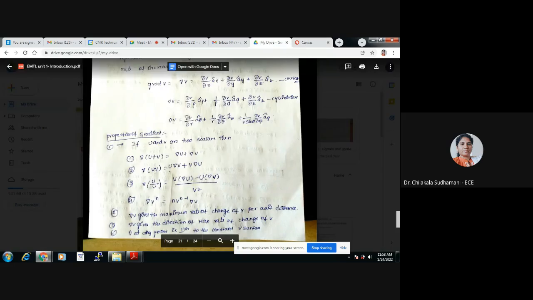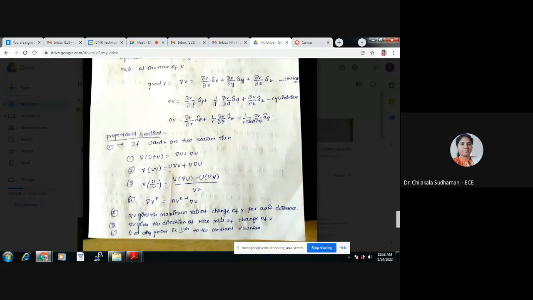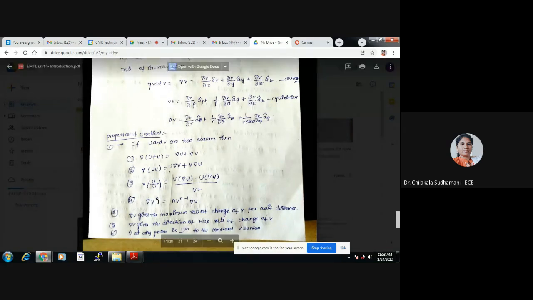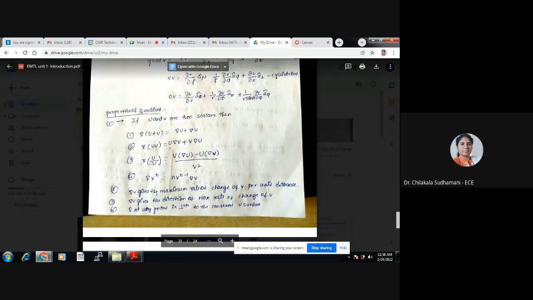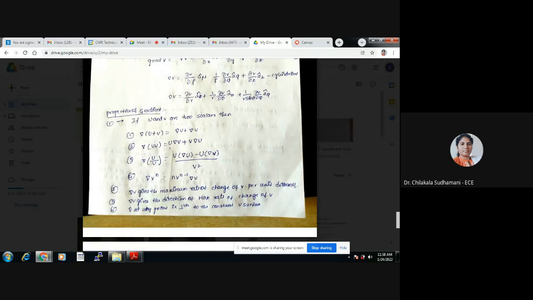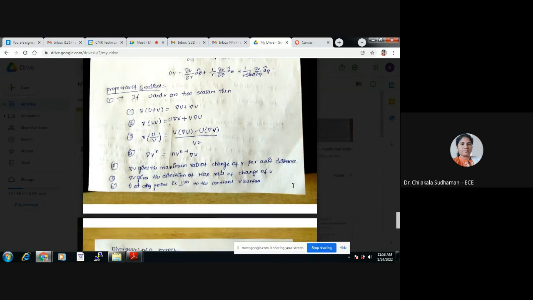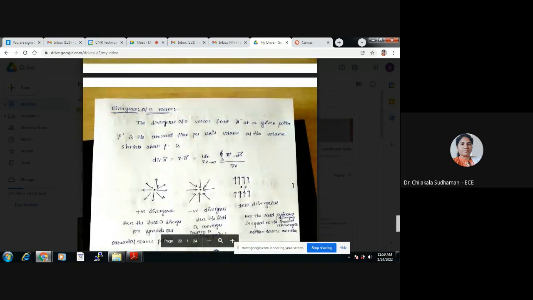So what is the differentiation of uv formula? v du plus u dv. Similarly, u by v differentiation is v du minus u dv by v square. The same applies here: n times differentiation means n into v power n minus 1 times dv. It gives the maximum rate of change per unit distance. Differentiation always gives the maximum rate of change with respect to the given parameter. This also gives the direction of maximum rate of change, and it is perpendicular to the surface. Now, divergence of the operator.